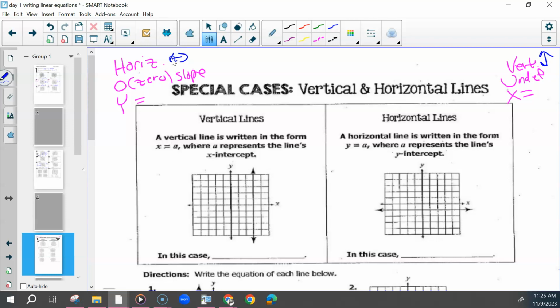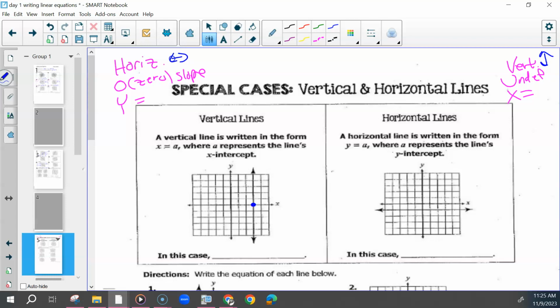So we talked about how to find the slopes of horizontal and vertical lines, how to find the intercepts of these, how to graph them. So this part is just the writing piece. If we have a vertical line like this one, it's going to be at x equals whatever, wherever it crosses the x-axis. So what would this be? X equals what?